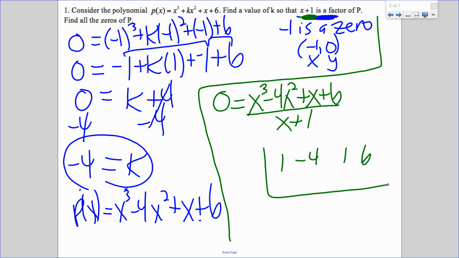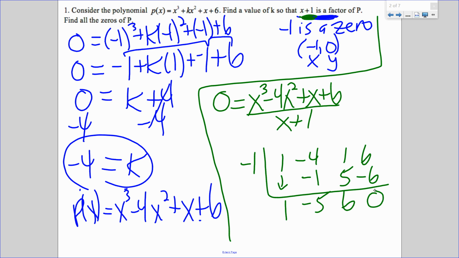I'm dividing by x plus 1, so negative 1 goes outside. 1 comes down. 1 and negative 1 is negative 1. Add them, negative 5. Multiply, add, multiply, add. Because it's a factor, I know that the remainder has to be 0. So if your remainder is not 0, then you did something wrong.